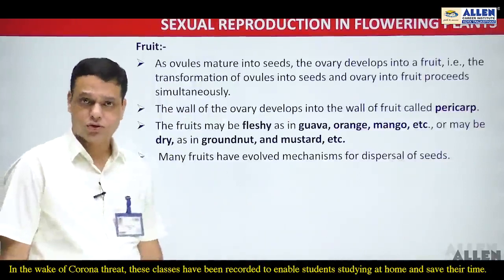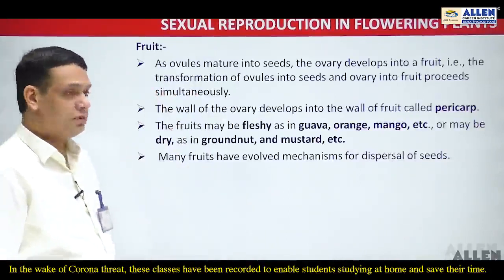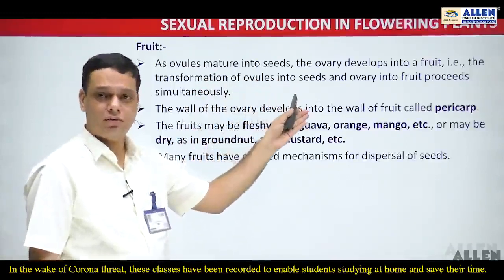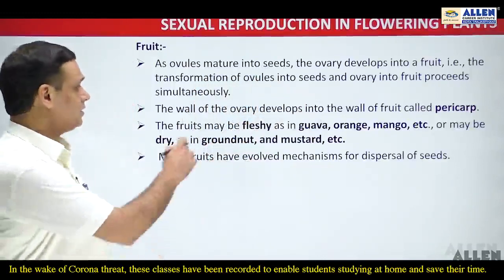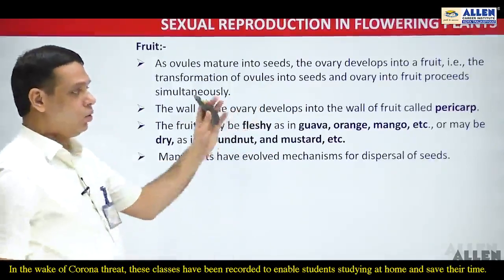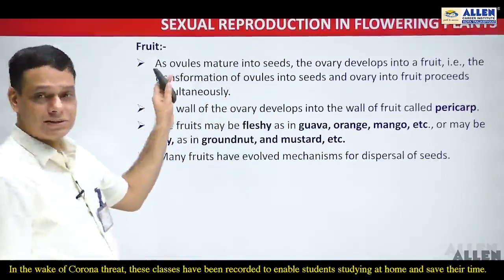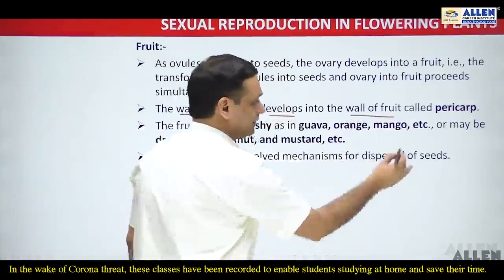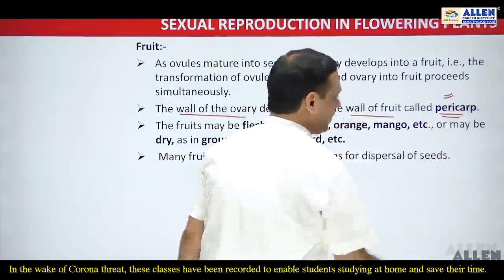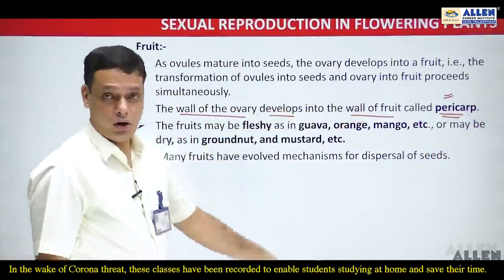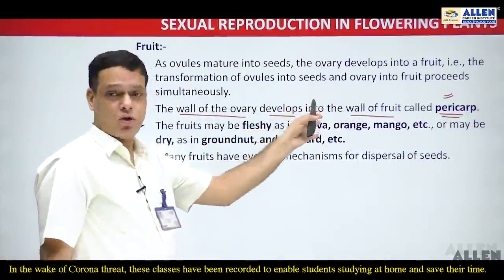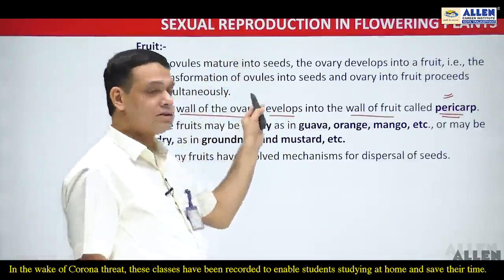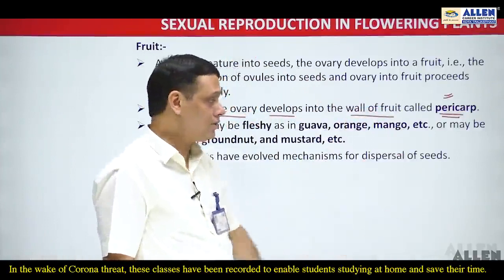Now about the fruits. As we know, when ovules mature, they are converted into seeds, and the ovary develops into a fruit. That is, the transformation of ovules into seeds and ovary into fruit proceeds simultaneously. The wall of the ovary develops into the wall of the fruit, and that is known as pericarp. Important: what is pericarp? Pericarp is the fruit wall. When the ovary gets converted into fruit, the ovary wall gets converted into fruit wall, and that fruit wall is known as pericarp.